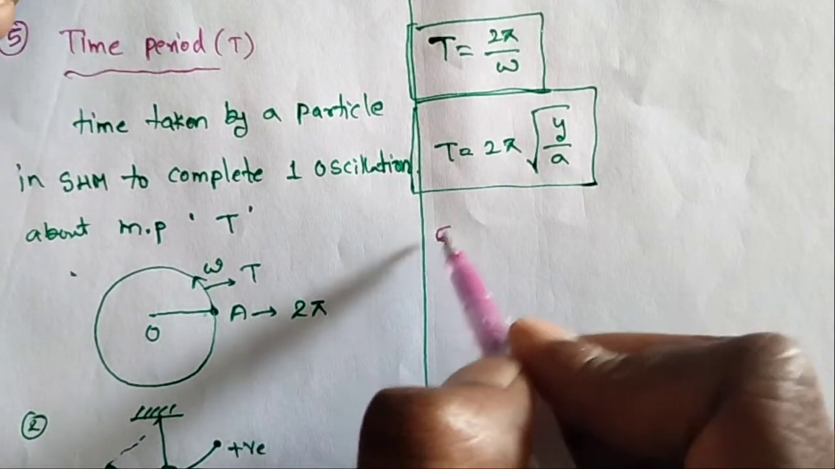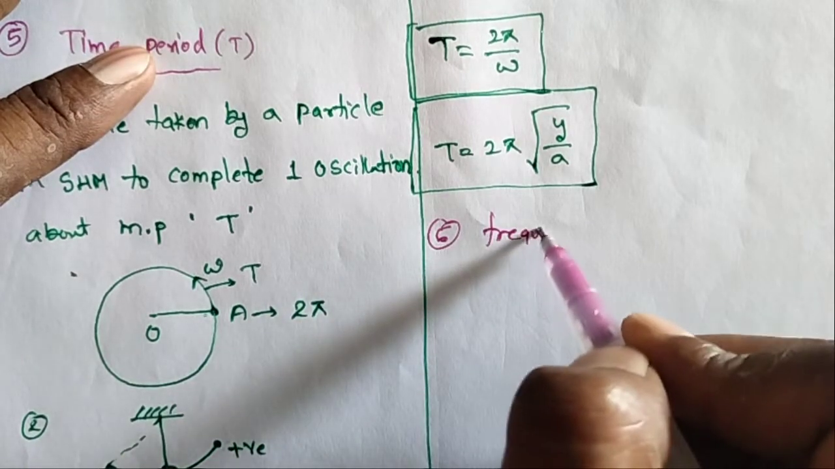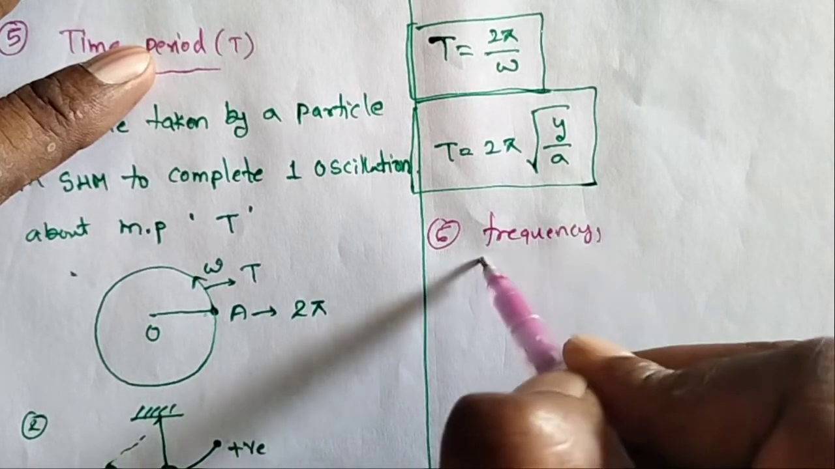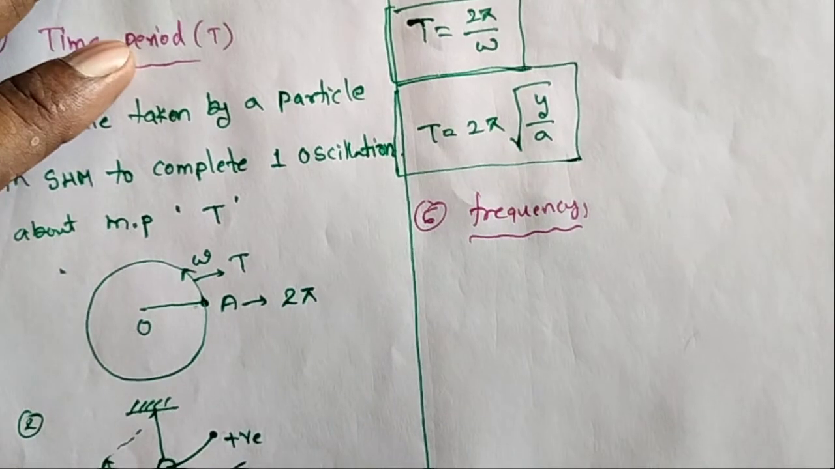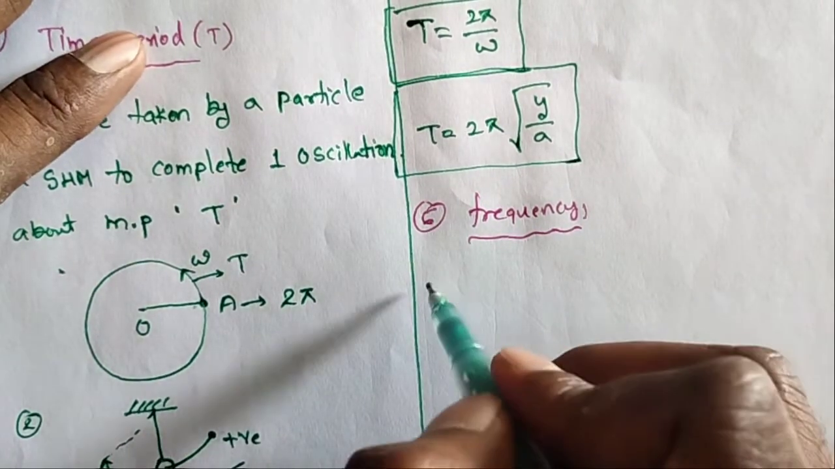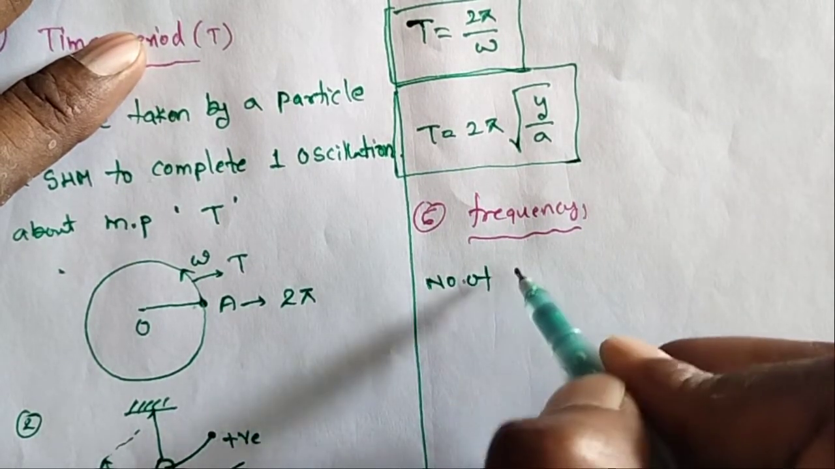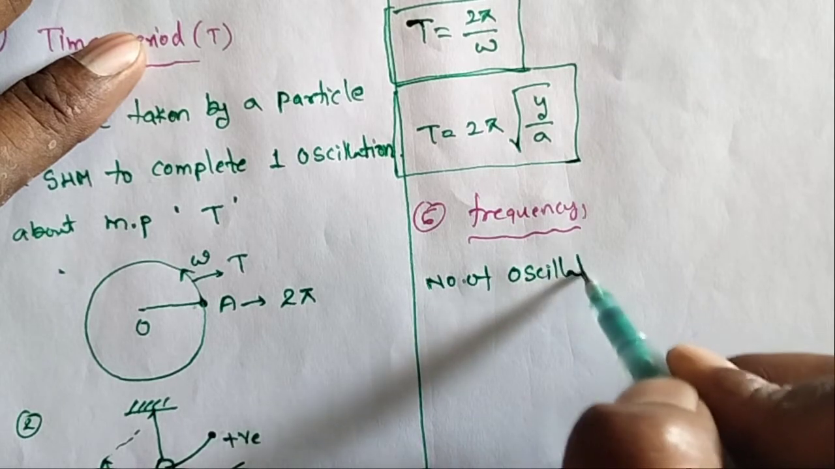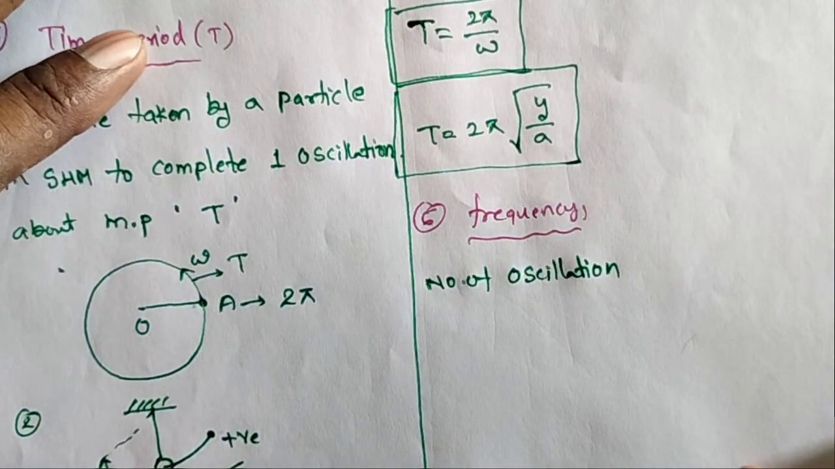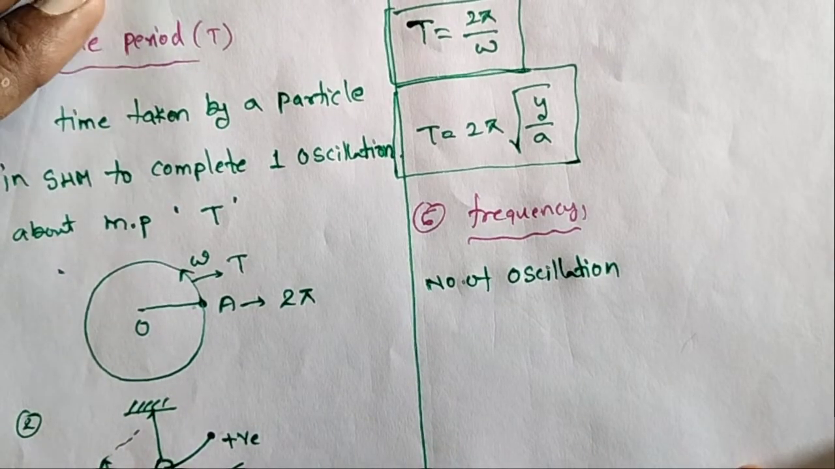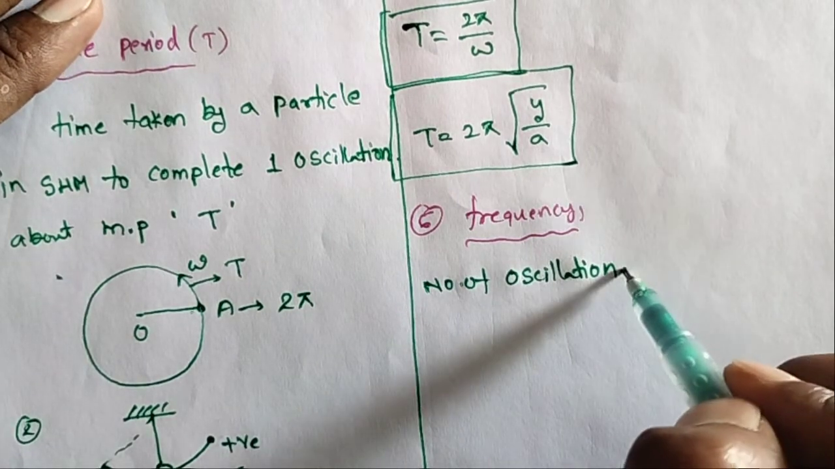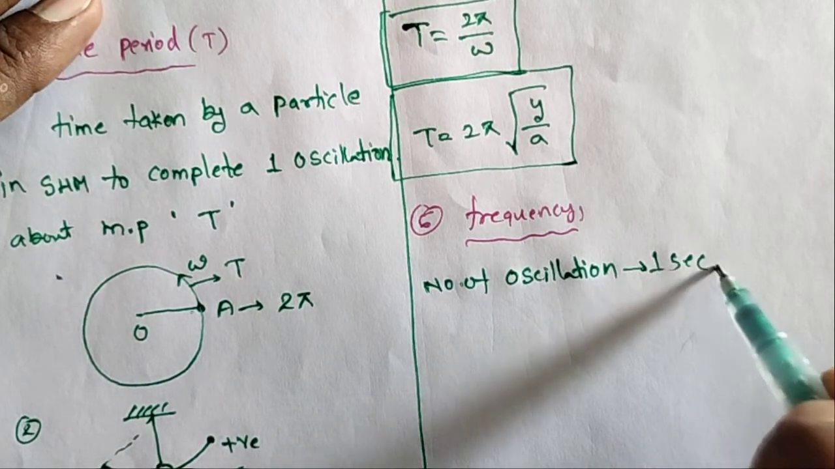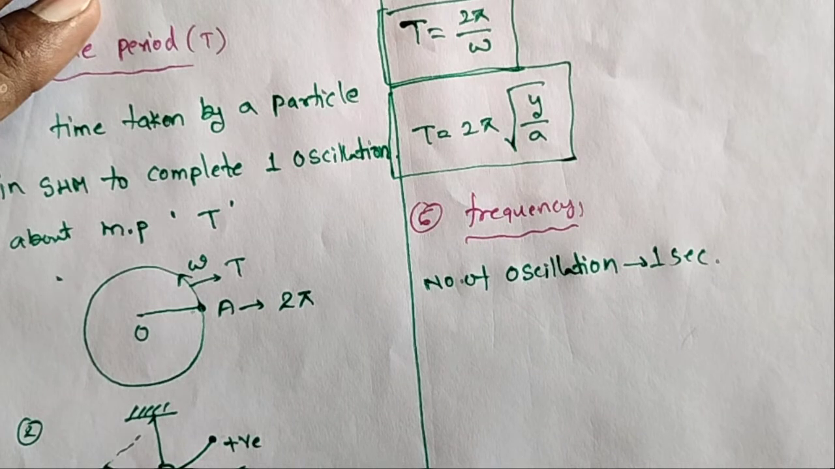Next one, the sixth one, frequency. Okay, frequency means the number of oscillations completed by a particle in SHM in 1 second. In 1 second, how many oscillations are completed? So that gives the frequency.